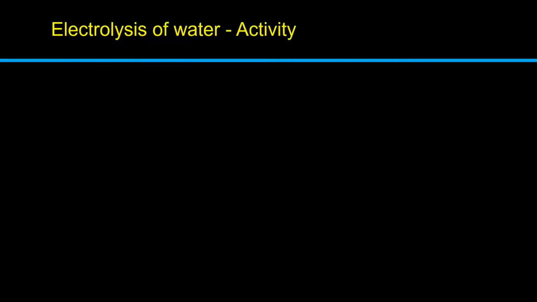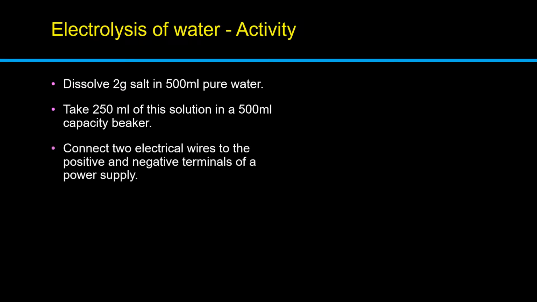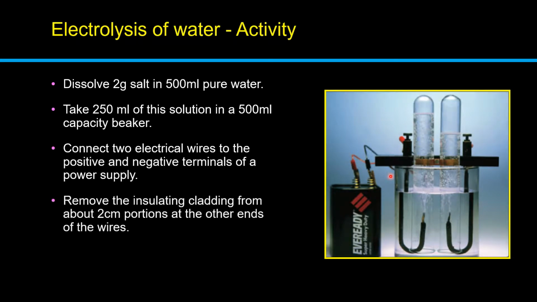So, shall we perform the activity of electrolysis of water, children? Dissolve 2 gram of salt in about 500 ml of pure water. Take about 250 ml of the solution in a 500 ml capacity beaker. Connect two electrical wires to the positive and negative terminals of a power supply. Remove the insulating cladding, as you can witness here, from about 2 cm portion on the other end of the wires. These will act as electrodes.